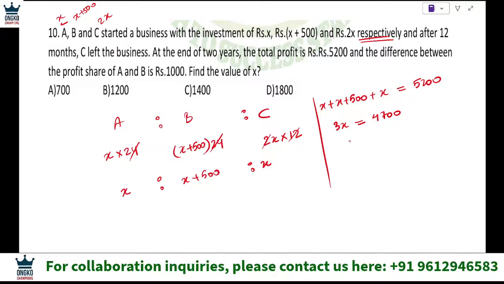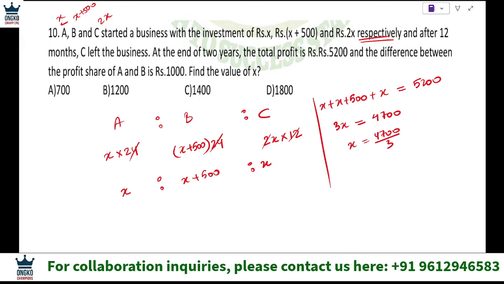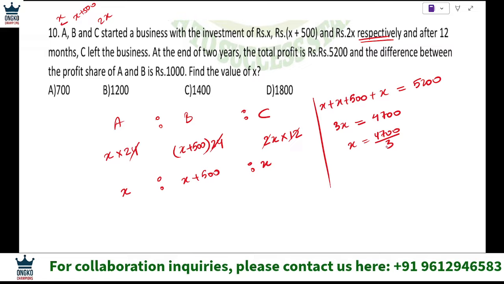Yes, so is it divisible by 3? No, so X is equal to 4700 by 3. Yes, that is the amount. Right, I'm keeping it that way.